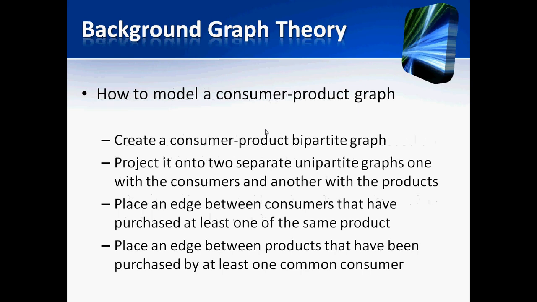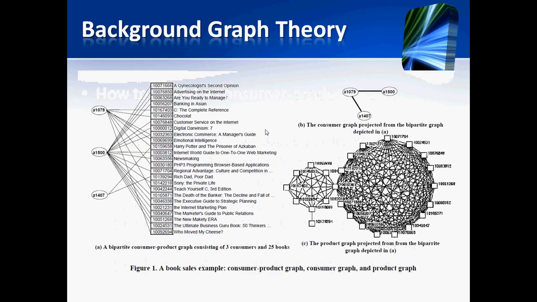Well, we create a consumer product bipartite graph, as I had shown in the previous slide. In order to analyze it, we need to project it onto two separate unipartite graphs, one for consumers, the other one for products. An edge between consumers indicates that they've purchased at least one of the same product. An edge between products indicates those have been purchased by at least one common consumer. So we do lose information, but this was at least the way they knew how to analyze them at the time.